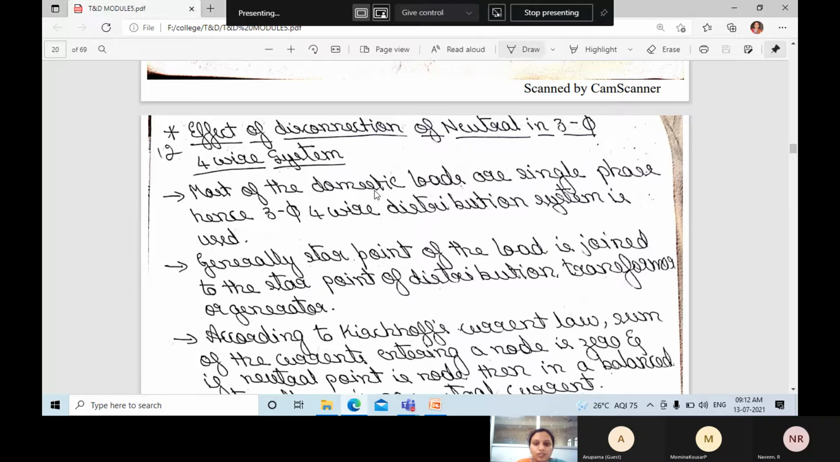It is used for the distribution side, and most of the domestic loads are single phase, so a three-phase four-wire distribution system is used. Generally, the star point of the load is joined to the star point of a distribution transformer or generator. What they are saying is the star point of the load is joined to the star point of the star-to-star connection.